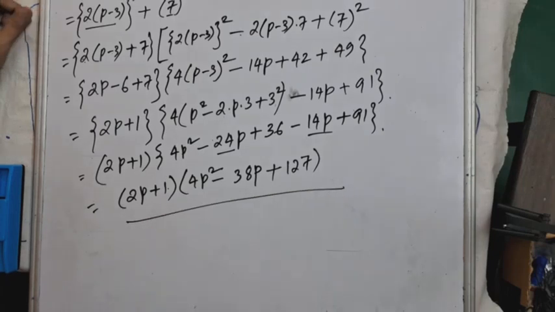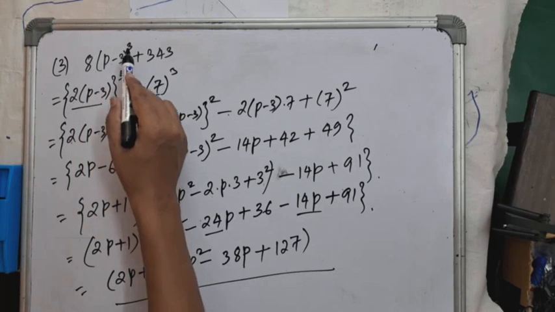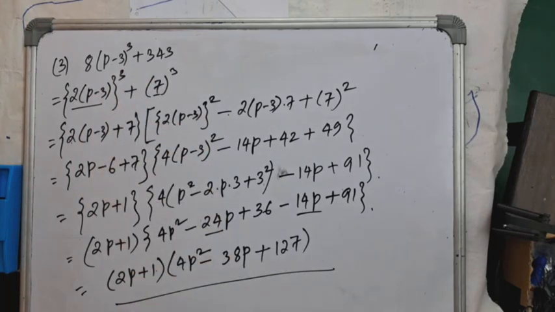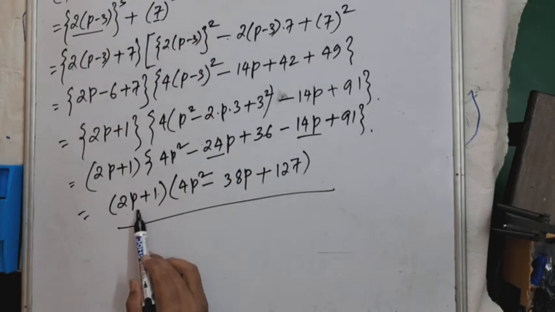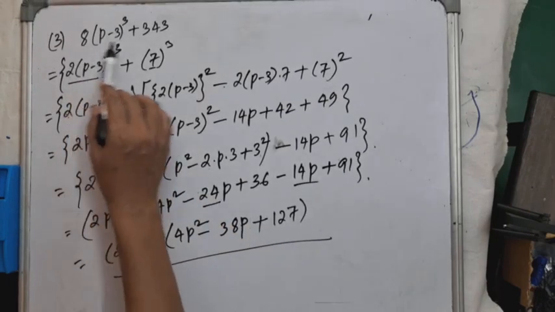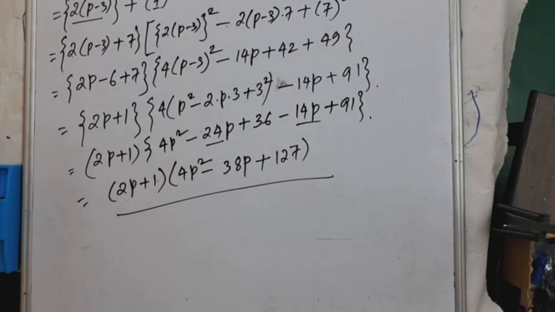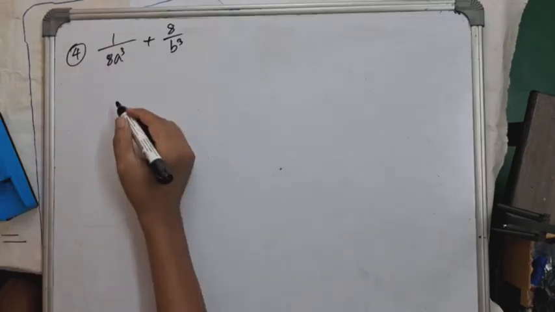So these two are the factors of 8 into p minus 3 whole cube plus 343. When we multiply 2p plus 1 and this expression, we get this. Okay, so this is the answer for question number 3. Let's move on to the next question. Let's do question number 4.